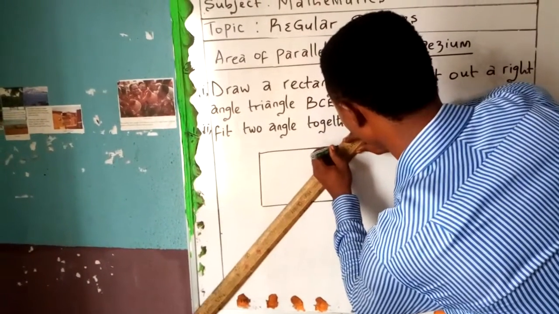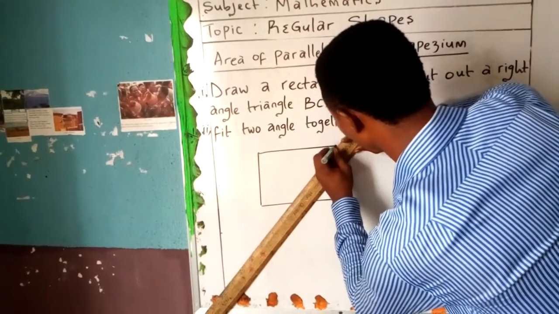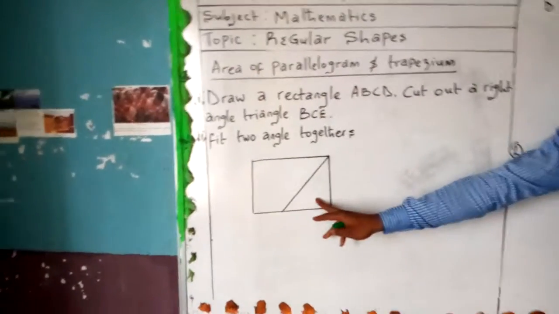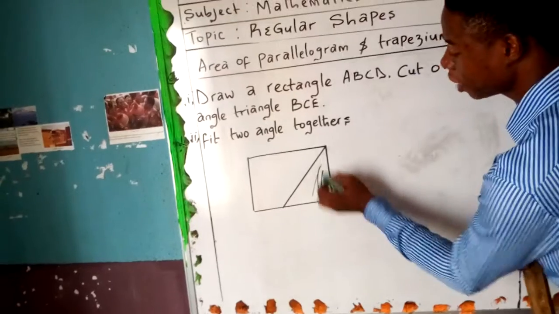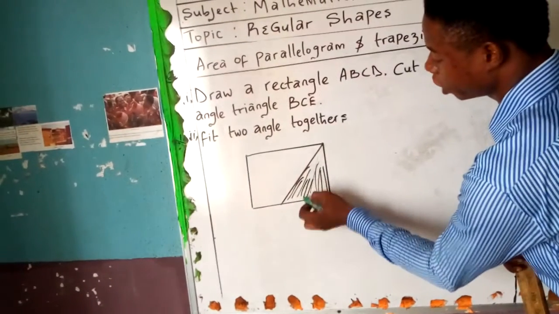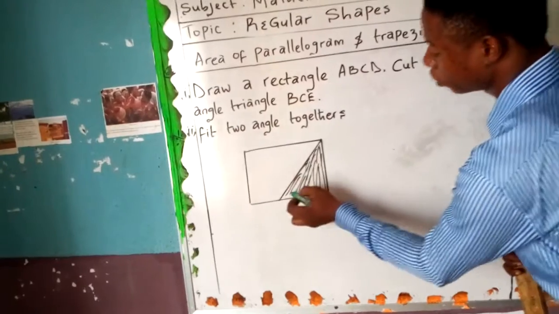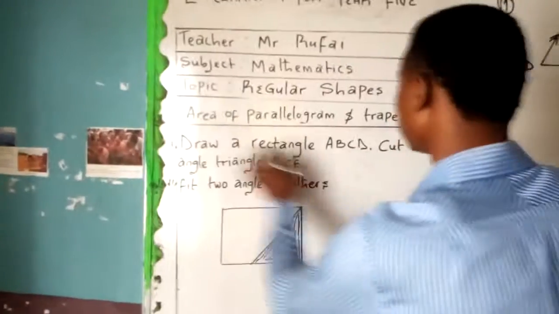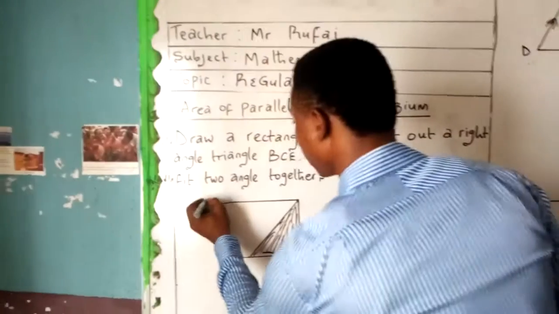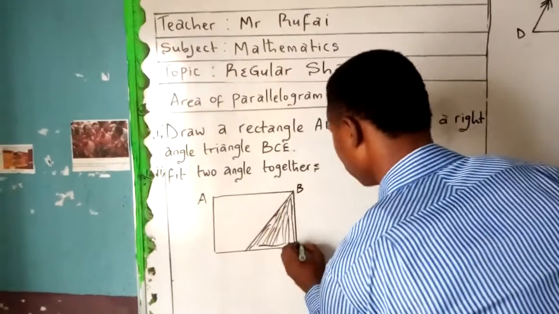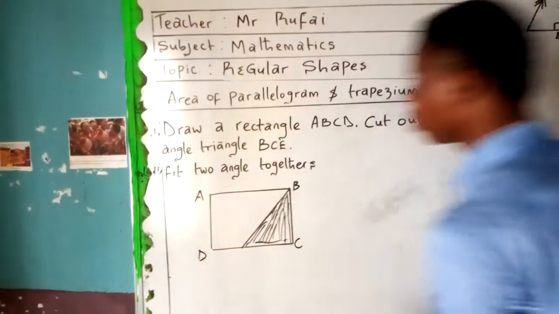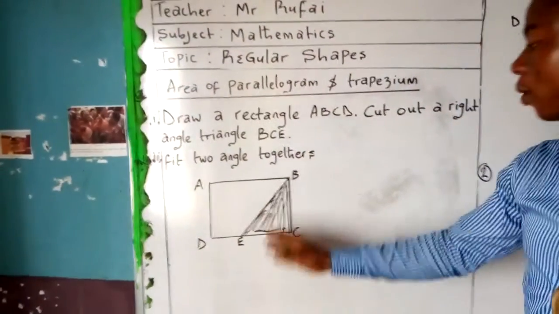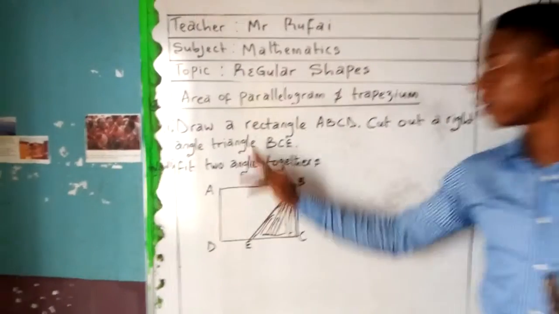So here, if you rule from here, I think we are going to get that shape. We've already gotten that shape now. This shaded part is the shape of the right angle triangle. Now you name it. Because it has to be a rectangle ABCD, you have A here, then B, C, and D. Here you are going to have E, because automatically you've already put in another shape here.